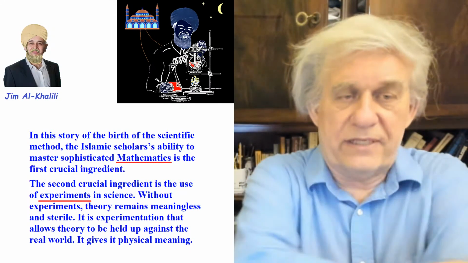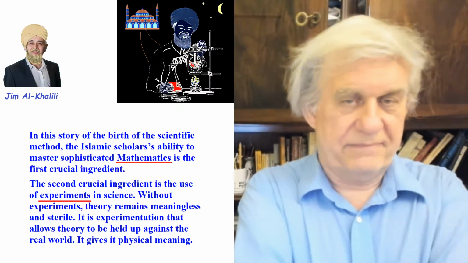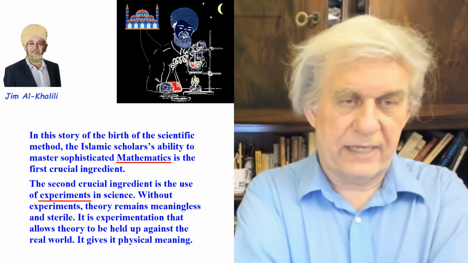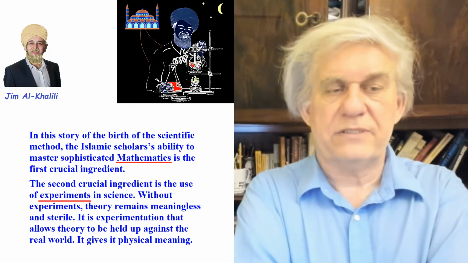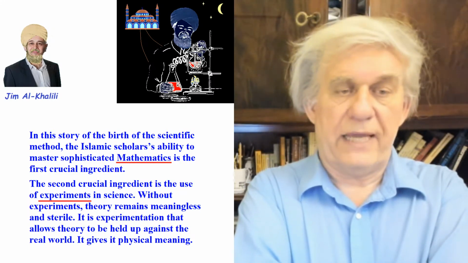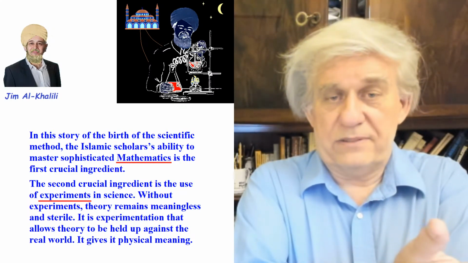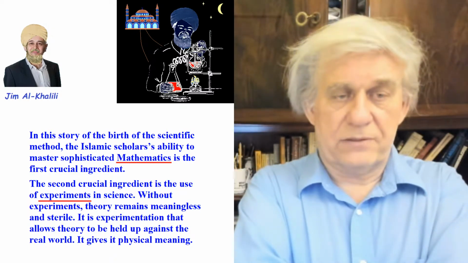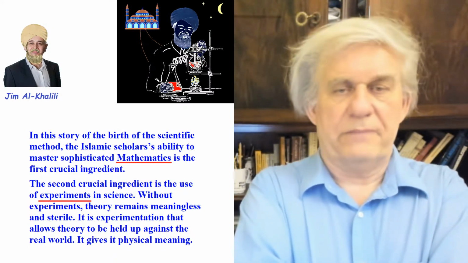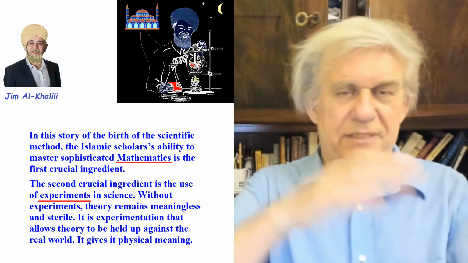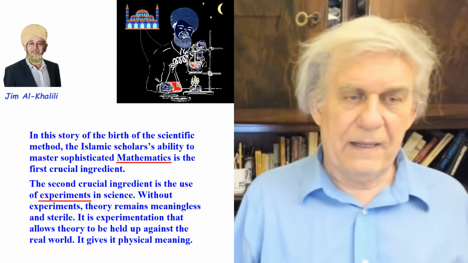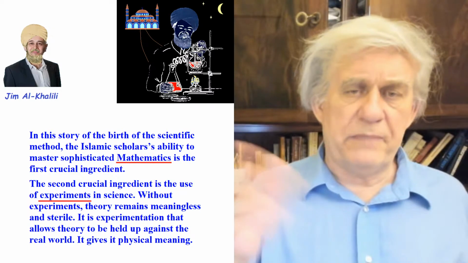Okay, in this story of the birth of the scientific method, supposedly in the Arab lands, right, the Islamic scholars' ability to master sophisticated mathematics is the first crucial ingredient. Yeah, if that's what you think science is. The second crucial ingredient is the use of experiments in science. Again, math, experiments and math. Okay? Without experiments, theory remains meaningless.